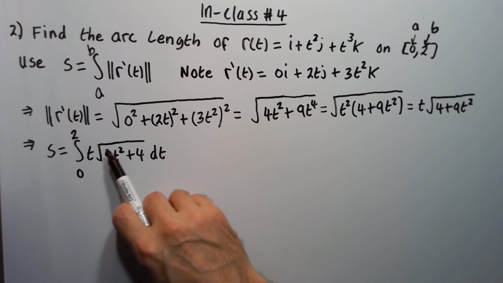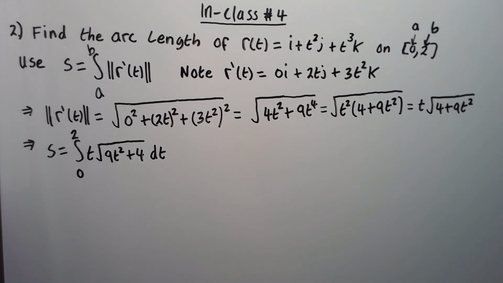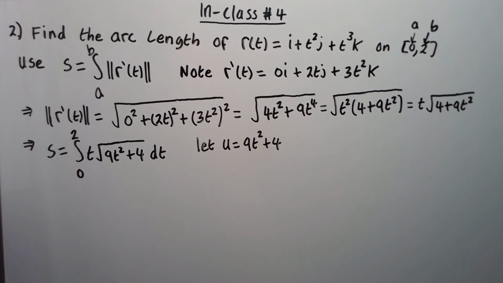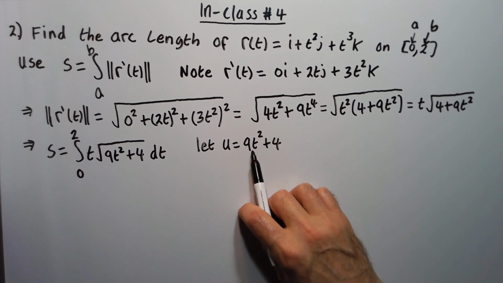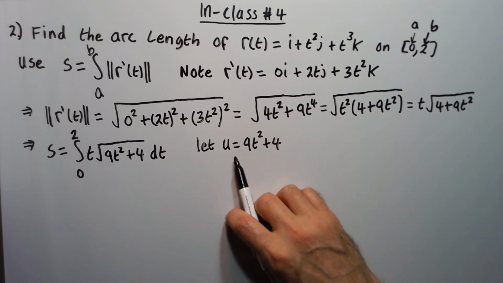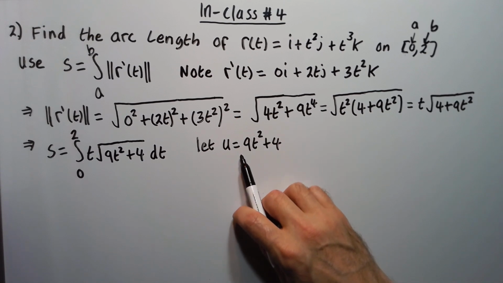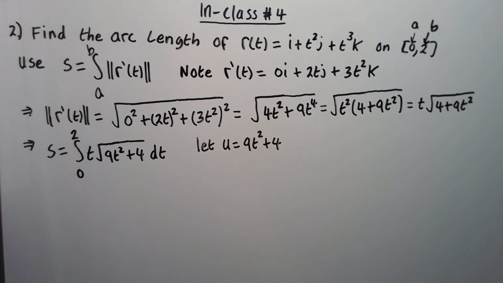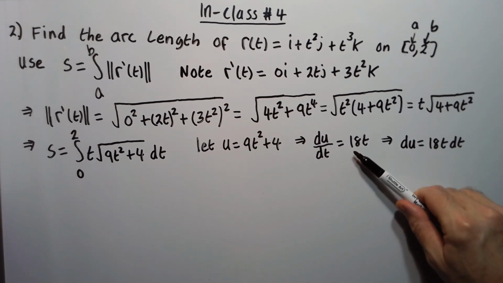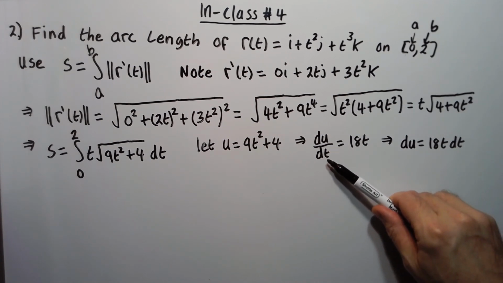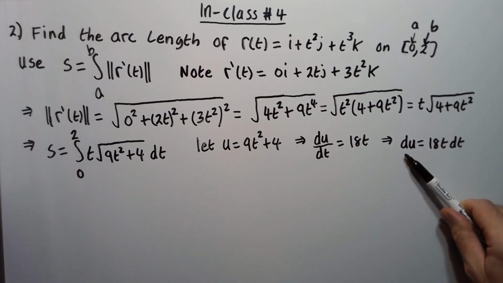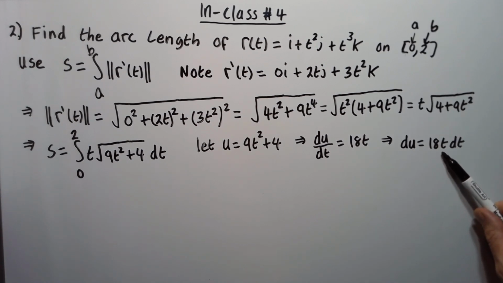Okay, now to integrate this, I'm going to use a u substitution. So I'm going to let u equal 9t squared plus 4. Then taking the derivative, du dt will be 18t. So we'll have du dt equals 18t. Solving for du, multiplying both sides by dt, du will equal 18t dt.